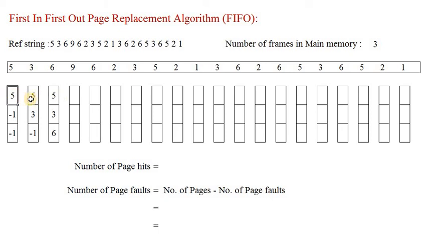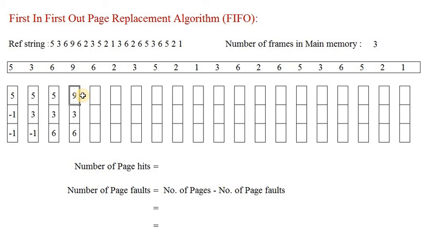5, 5, so 3 entries. Among 3 and 6, 5 came earlier. So 5 will be replaced with 9, then 3, then 6. In the next iteration, this is called a page fault. While inserting 9 into our main memory, this procedure is called a page fault.